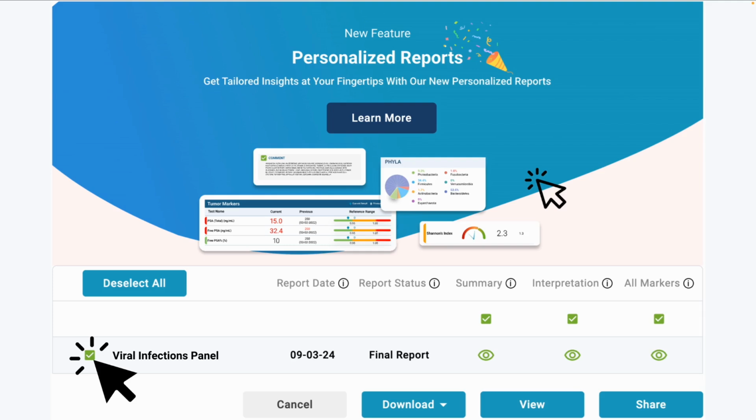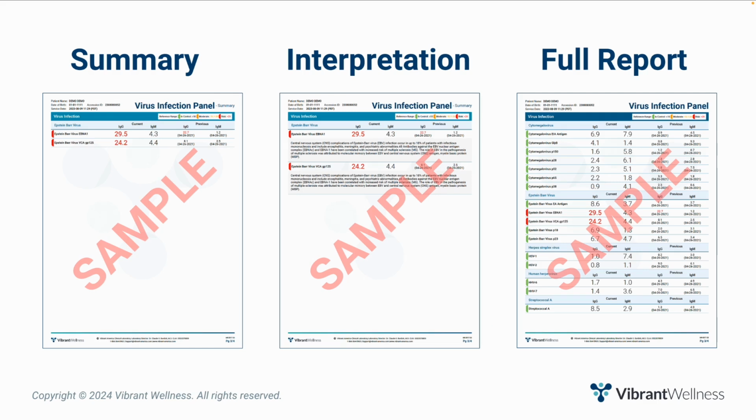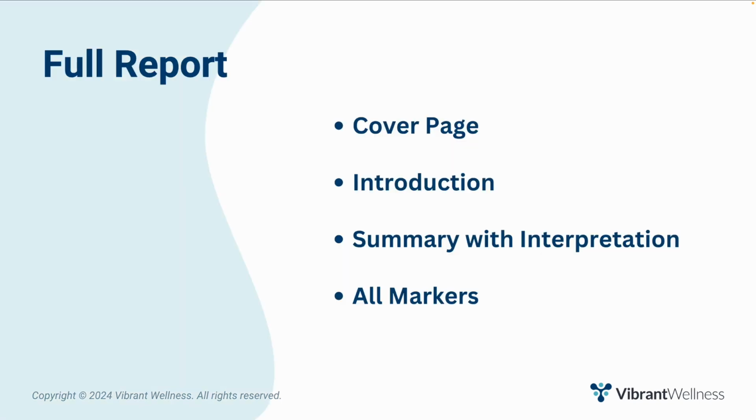Before we dive into the actual report, I want to remind you that you get to choose how much information to include in the report you download for yourself or the report you share with your patients. You have 3 options: summary, interpretation, and full report. I'll be going over the report that includes all 3 options combined, as it is the most comprehensive. Let's start with a quick overview.